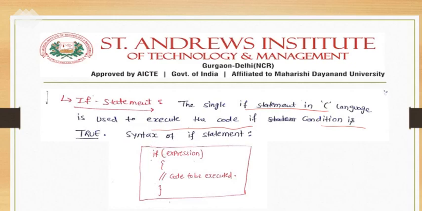So you have to write if, then under the braces you write the expression. If the expression is true, then it will execute the statements written in between the braces. Otherwise it comes out of this particular block. So this is all about the if statement structure.